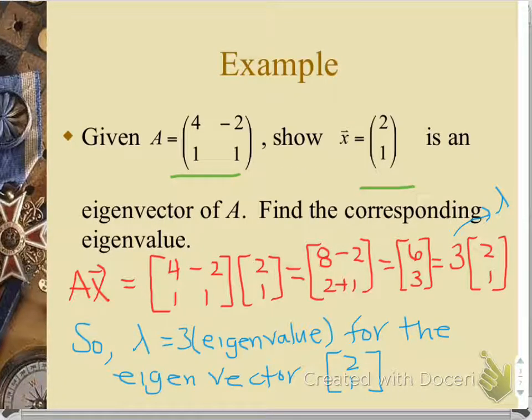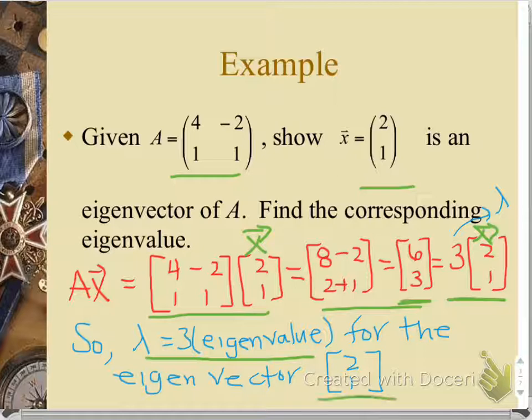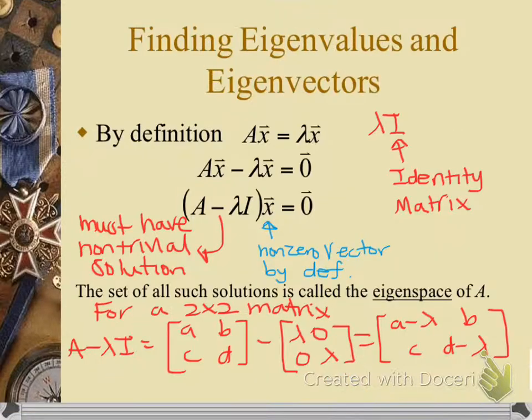So we take A times x, multiplying our matrix times our vector, and we all know how to do that. We end up with the answer 6, 3, and there's a common factor of 3 in both entries. So we can factor out a 3, and we're left with 2, 1, which is our x. That tells us that lambda equals 3 is an eigenvalue for the eigenvector 2, 1. It's pretty straightforward, not bad.